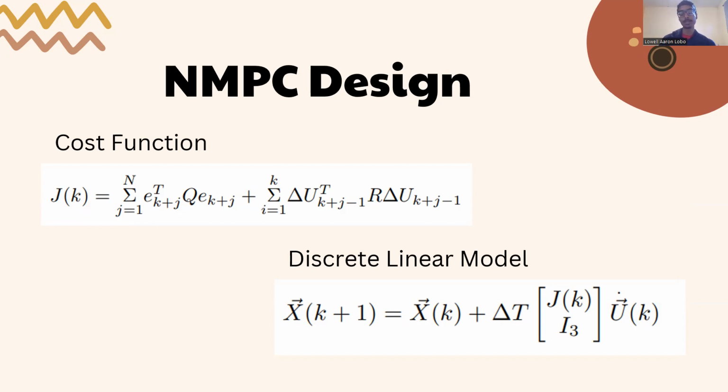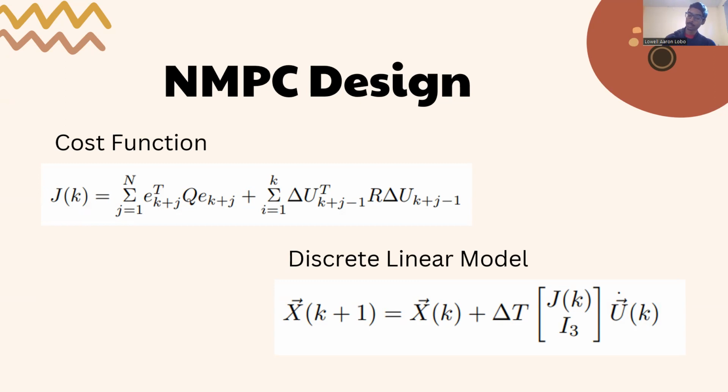Also, another important aspect is that for nonlinear model predictive control, this design requires a discrete time linear model, but what we have is actually continuous time. So we have to convert the previous state space equation into a discrete time linear format. This is done through Euler discretization.